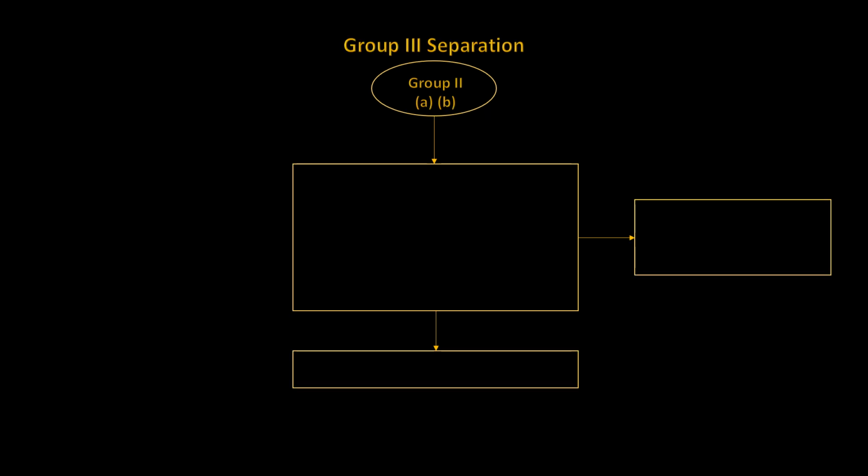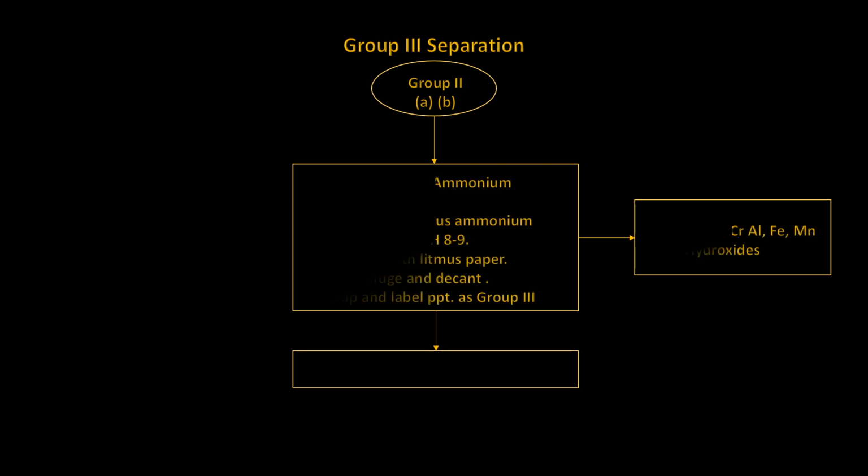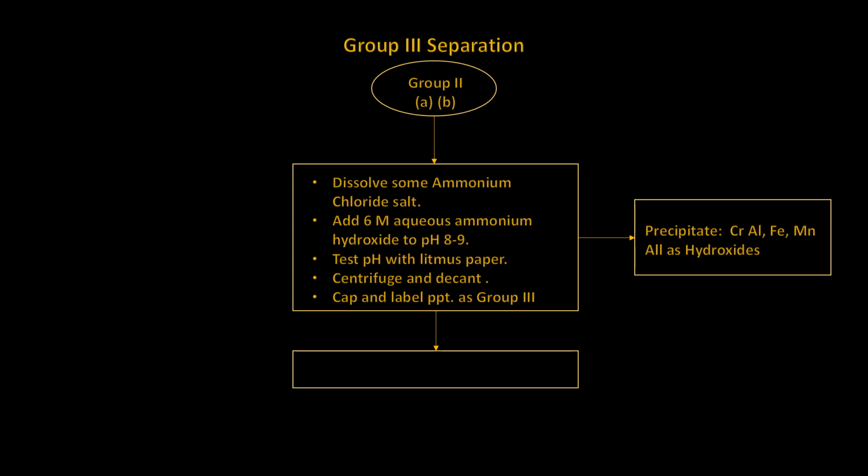From the filtrate from the Group 2 separation, dissolve some ammonium chloride salt and add 6 molar ammonium hydroxide, or from the contaminant removal procedure, add enough aqueous 6 molar ammonium hydroxide until it's just alkaline. Test with litmus paper if pH meter is not available. The pH value of the solution should be between 8 and 9. If precipitate forms, centrifuge and decant solution to a clean test tube. The test tube containing the precipitate, cap and label as Group 3 elements, then continue to the Group 4 separation.